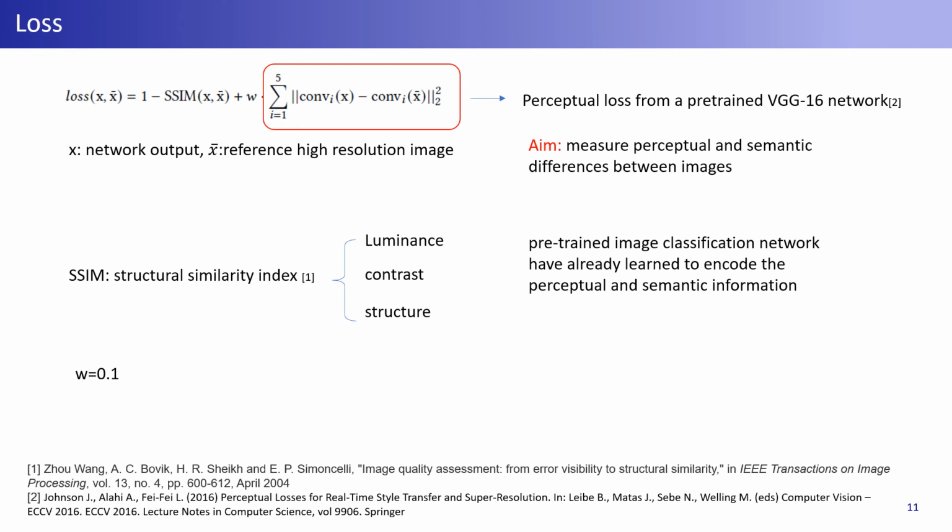And the second term is perceptual loss. The aim is to measure the perceptual and semantic difference between images. The author thinks pre-trained image classification networks have already learned to encode perceptual and semantic information. So they compute a loss based on the pre-trained VGG network. The i here means layers in the VGG network. They basically compare the outputs of the layers.